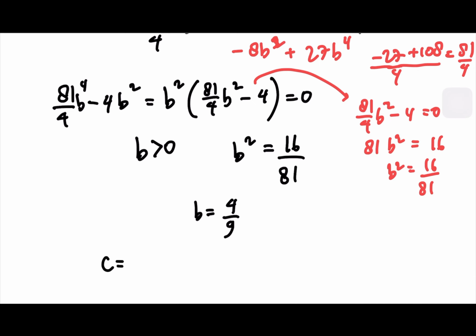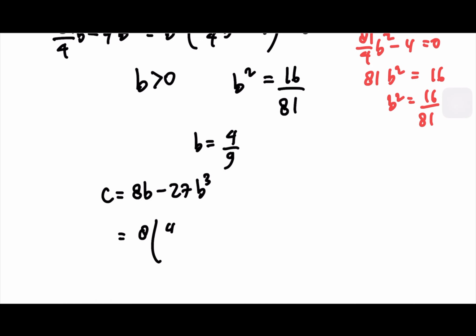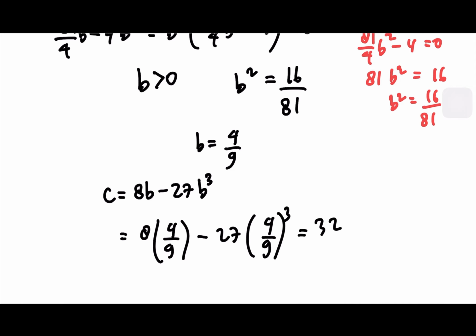So c is 8b minus 27b cubed, or we can compute with b. This will result in 32 over 9 minus 64 over 27, and this will be 32 over 27. Okay, now that's the result.